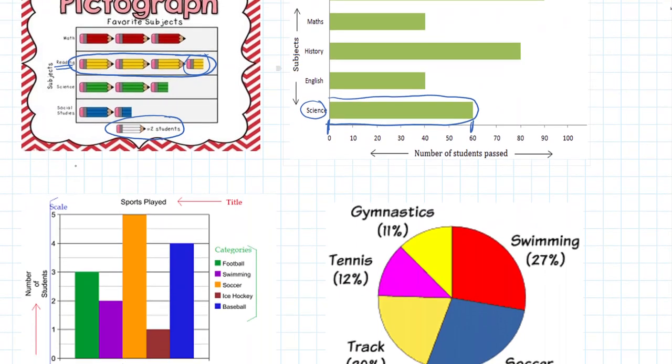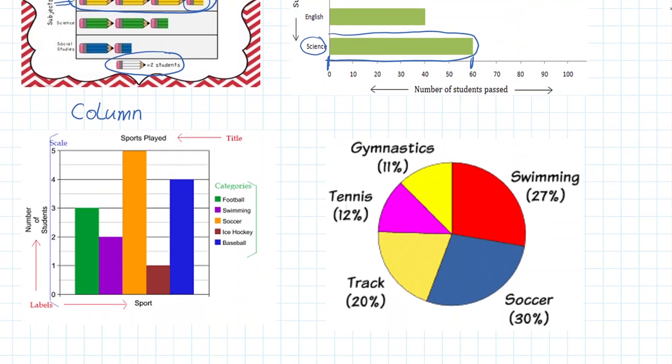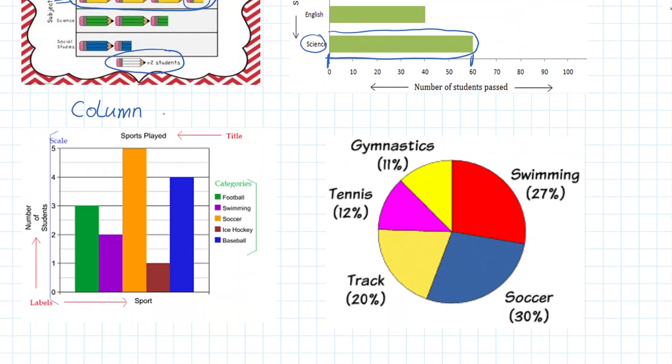You're also having column graphs. Column graphs are having columns, but this time they are arranged vertically. That means they start here at the bottom, that's the 0, and depending on how high they go up, in this case the orange column goes up to 5. That means there are 5 students who are participating in soccer.